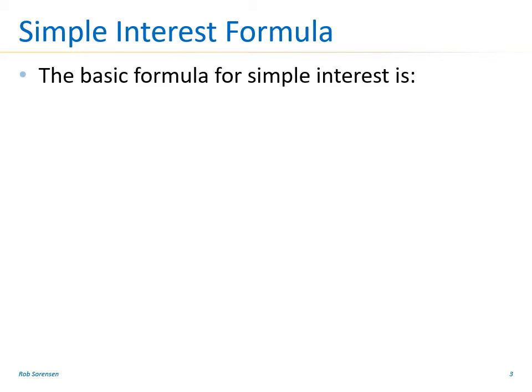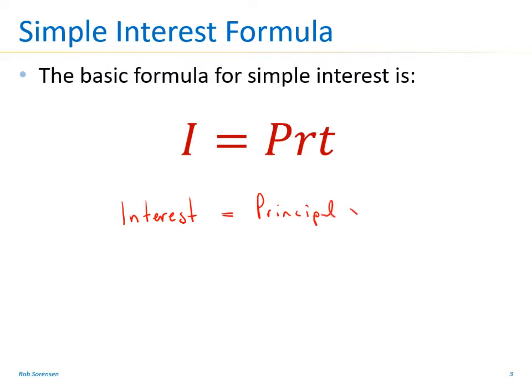Let's start with a basic formula for simple interest. I = PRT. You might have even been able to do that one on your own without thinking about it too much, but really it says the amount of interest is going to be the principal times the rate multiplied by the time. And that'll tell you how much interest is owing or earned.